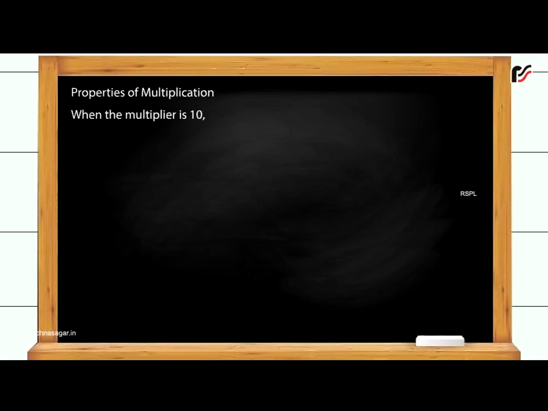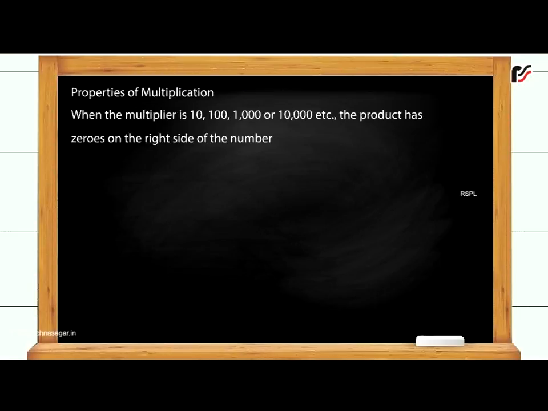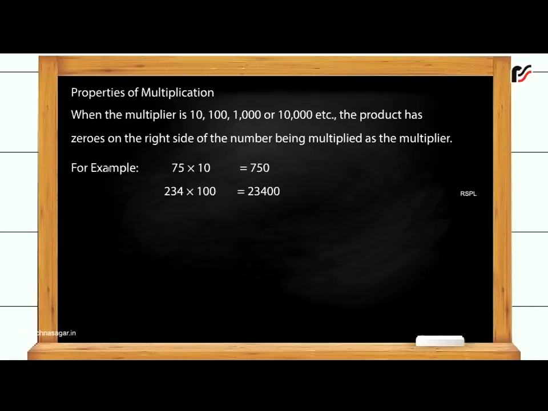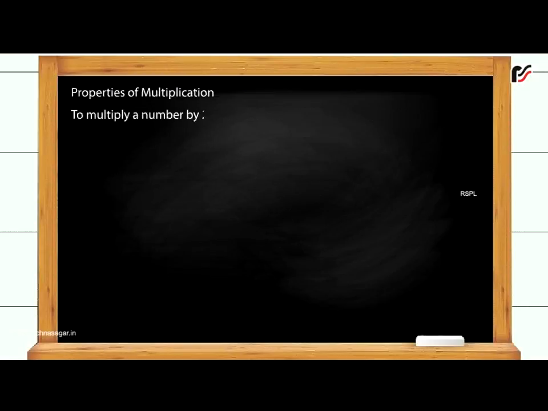When the multiplier is 10, 100, 1000 or 10,000 etc., the product has zeros on the right side of the number being multiplied as the multiplier. For example, 75 into 10 is equal to 750. 234 into 100 is equal to 23,400. 1,692 into 1,000 is equal to 16,92,000.